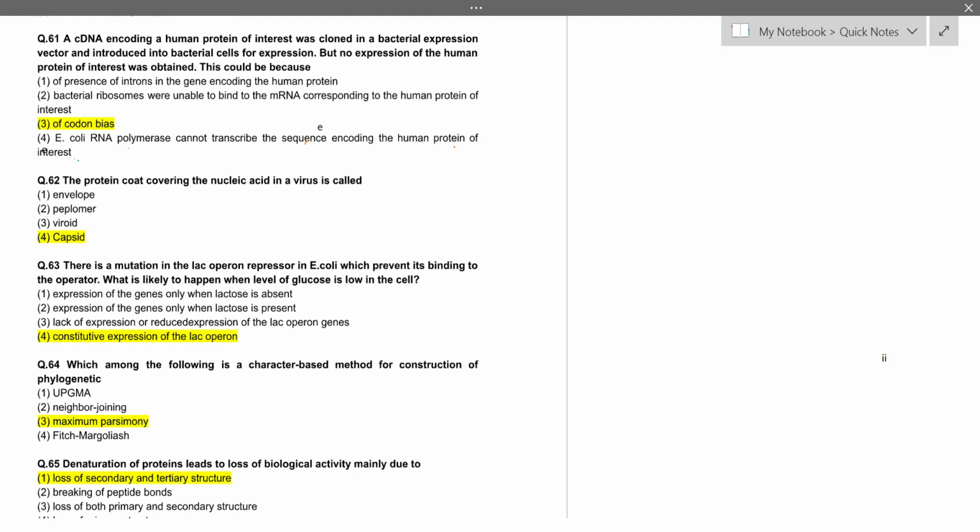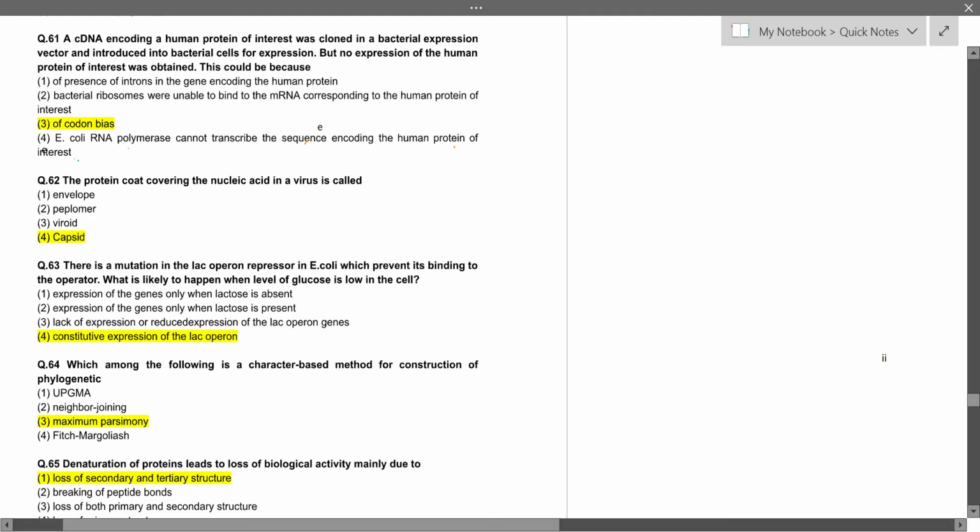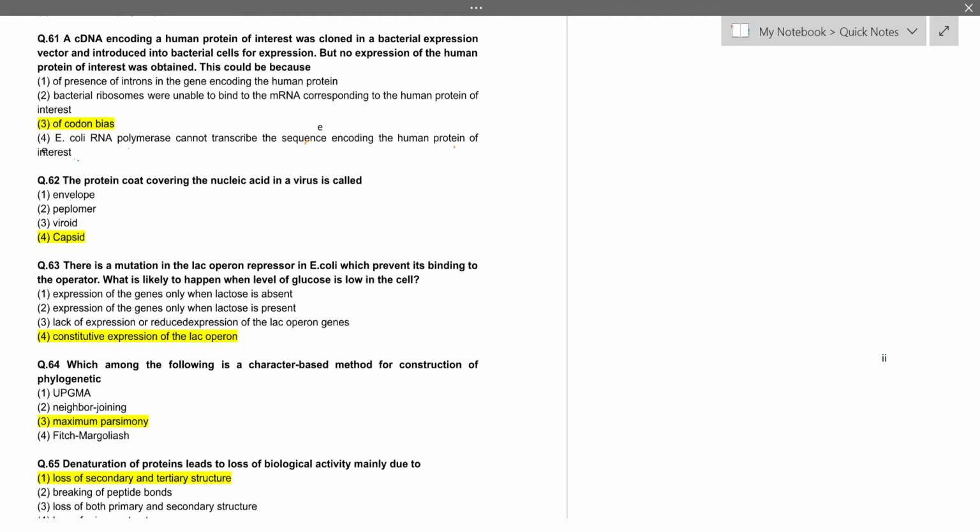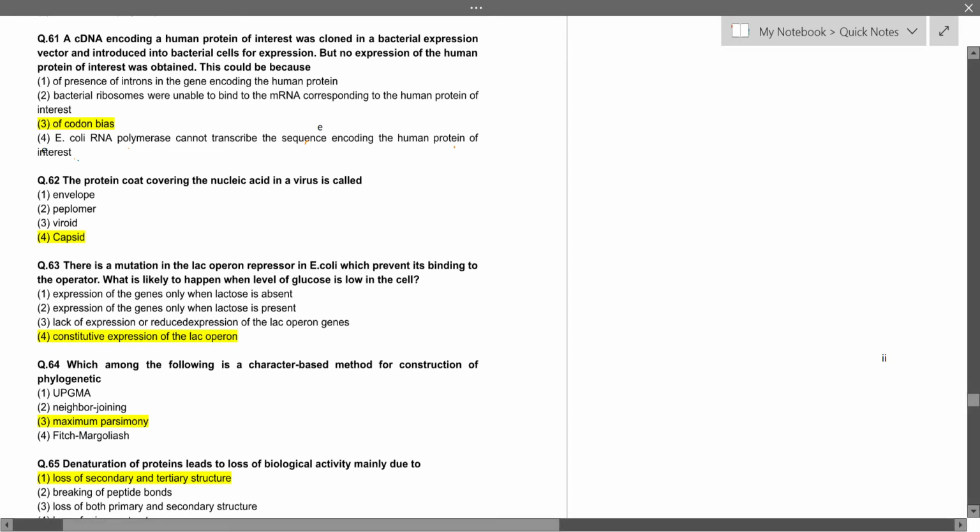So the 61st question is: a cDNA encoding a human protein of interest was cloned in a bacterial expression vector and introduced into bacterial cells for expression, but no expression of the human protein of interest was obtained. This was because... Okay, so let's do this.